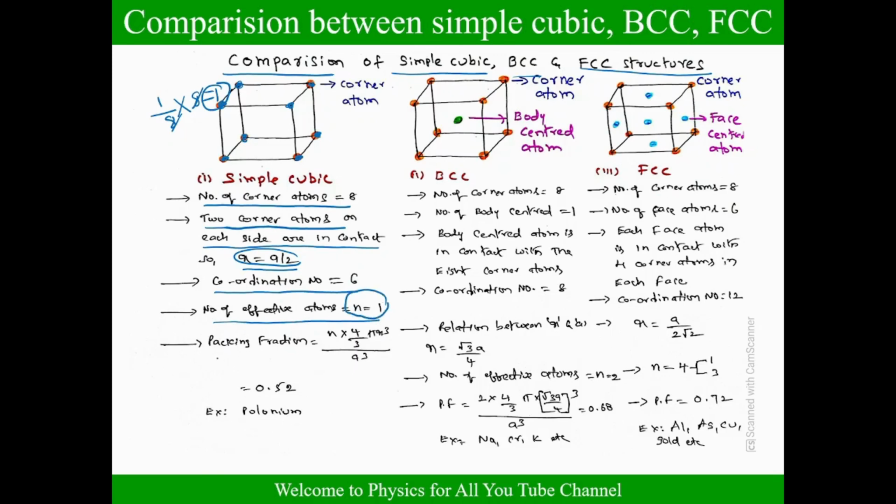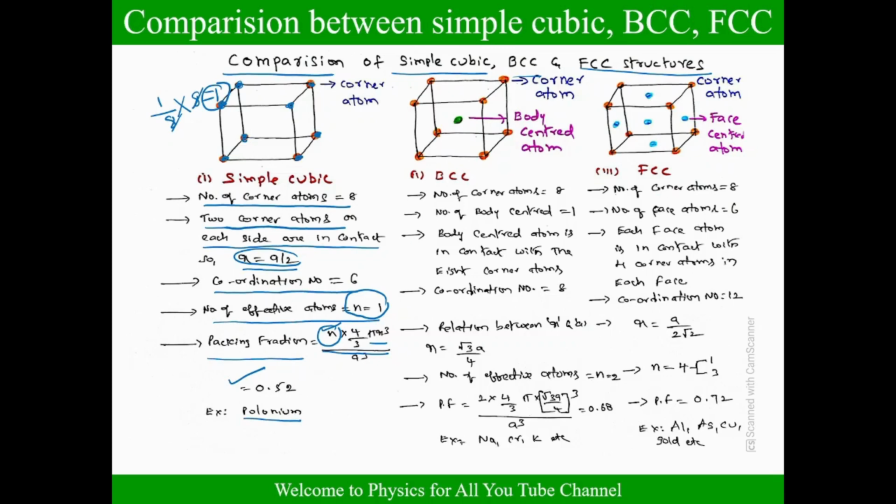Now we have to calculate the packing fraction. By definition, the packing fraction is the ratio between the volume of all atoms in a unit cell to the total volume of the unit cell. Now we can convert this definition into equation form. We can write it as n into 4 by 3 pi r power 3 divided by a power 3. Now in this equation of packing fraction, substitute n is equal to 1, then r is equal to a divided by 2, and simplify this equation. We get the packing fraction of simple cubic structure is equal to 0.52. An example for the simple cubic structure is polonium.